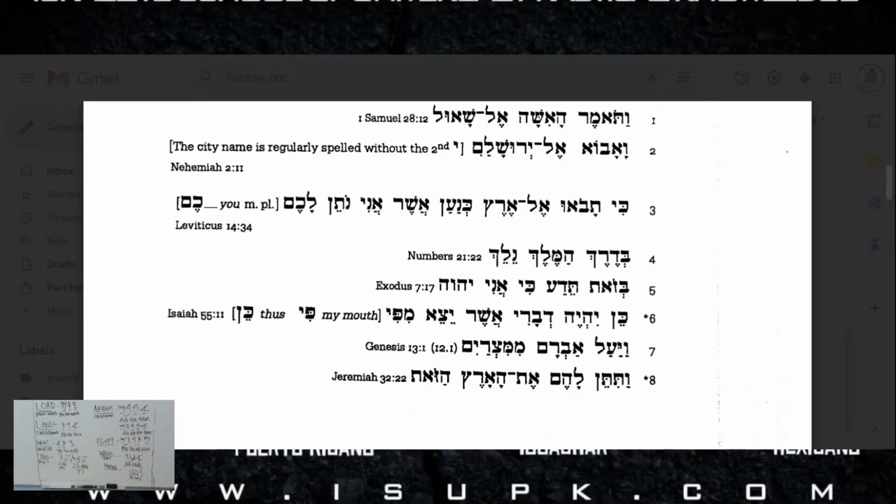So number 3 is right here. Kaya taba'awa al. I didn't do al either. Arataza kana'ain ashar, and I didn't do anya. So actually, I didn't do a lot in this verse. I didn't do taba'awa, al, kana'ain, or anya.